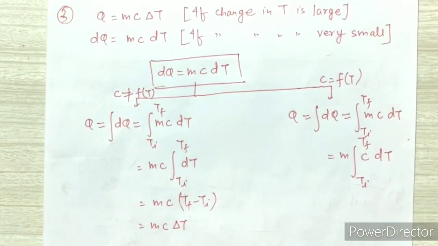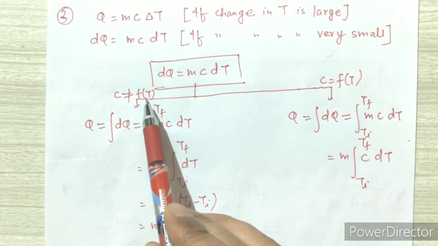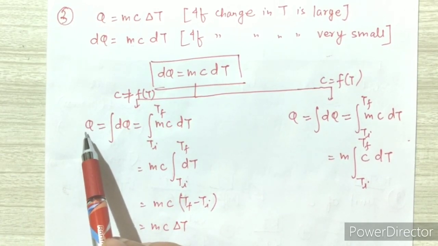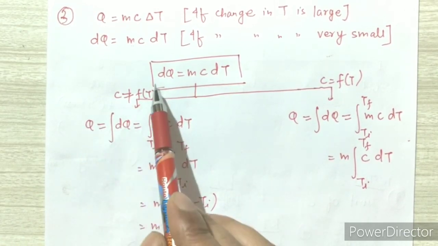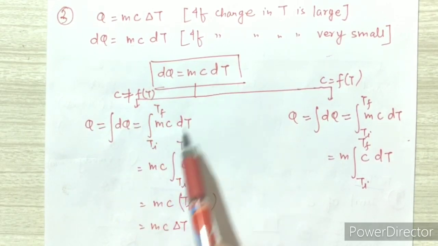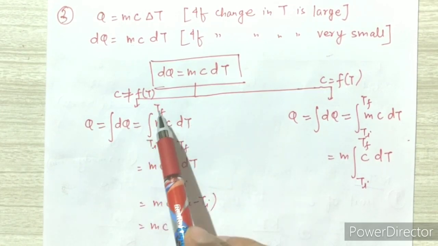Now let's see, as I told earlier, dq equals mc into delta T. If C is not a function of temperature, then the total heat given or taken by the system will be the integration of the differential form, that is dq. In place of dq we will put mc into dT, and we are integrating it from T initial to T final.